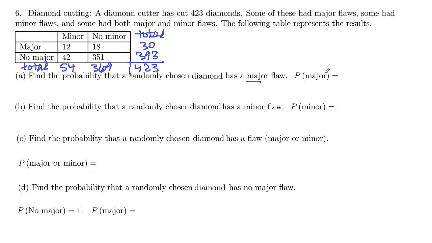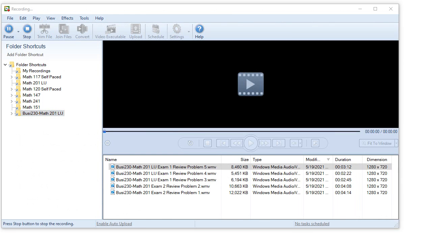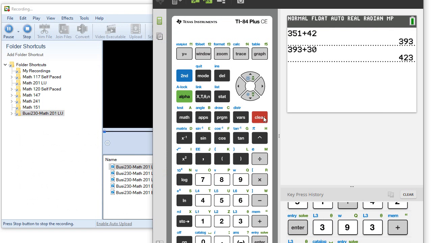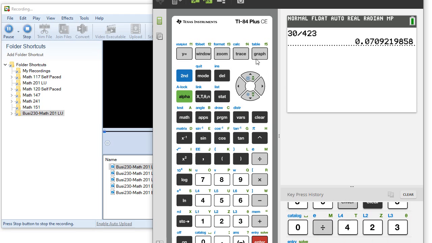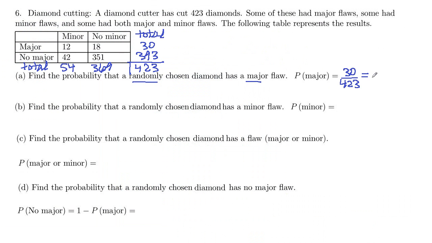So now, probability of a major flaw is going to be the number that have a major flaw, 30, divided by the total. So this will be 30 out of 423, desired out of total outcomes. It's a randomly chosen diamond, so it's equally likely that we would choose any of those 423. So 30 divided by 423 is 0.0709. So 7.09%.